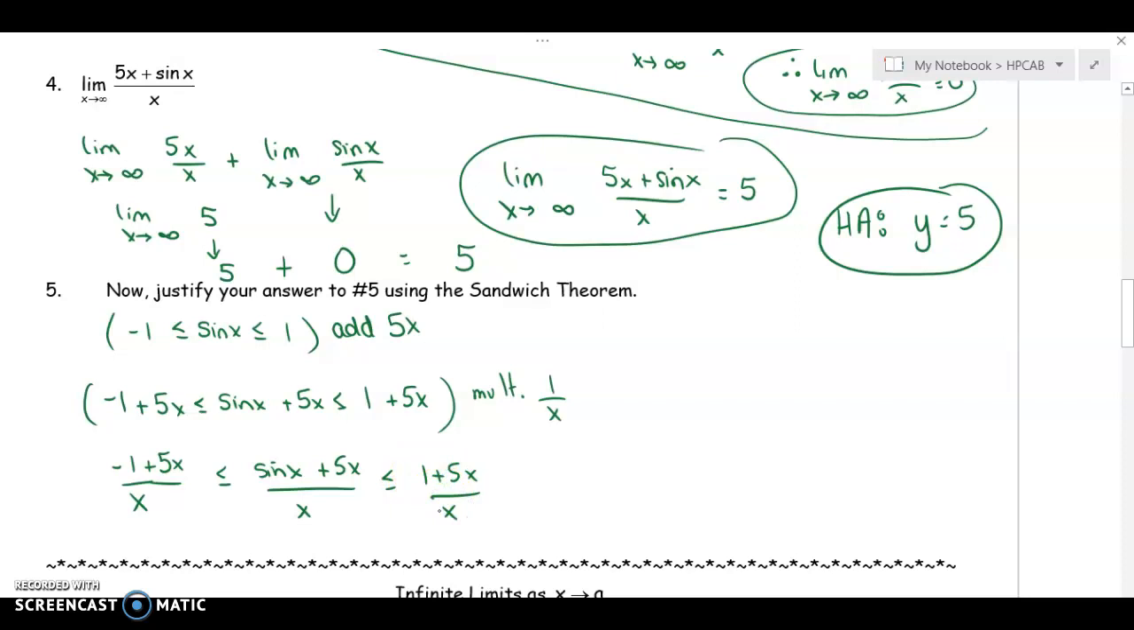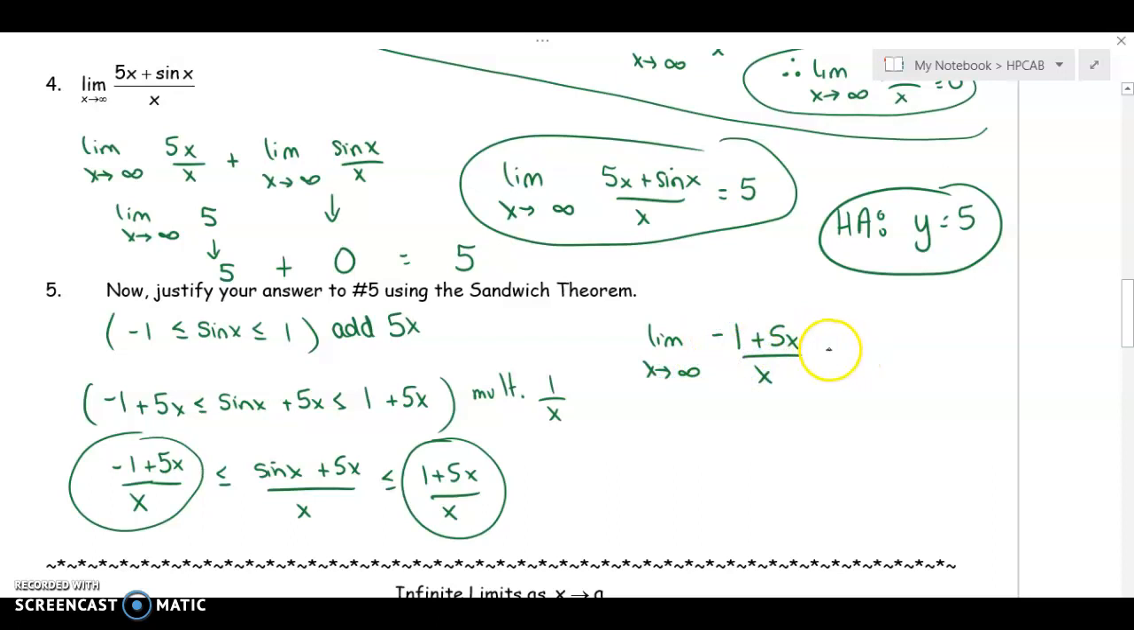And what we can do is split these up. We're going to be finding the limit of each of these pieces on either end. So we're going to find the limit as x approaches infinity of this -1 plus 5x over x. This can split up into the limit as x approaches infinity of -1 over x plus the limit as x approaches infinity of 5x over x. The x's are going to cancel, making this approach 5. This we know approaches 0. When you add them together, you get 5.